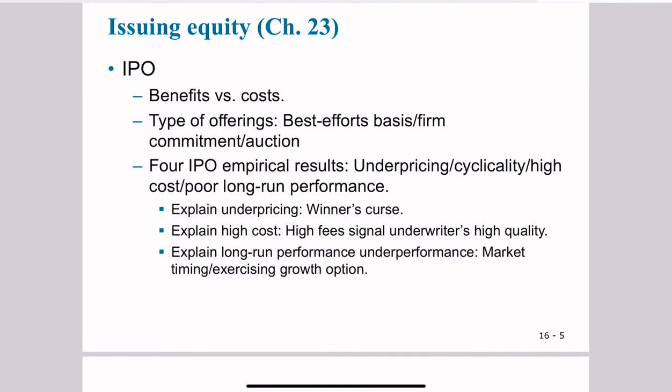That is, if you issue $1,000 million, then you have to pay $70 million as your cost for filing for the IPO. And then there is the fourth result, which is poor long-term performance. That is, if you buy this IPO and hold it for the long term, let's say 3 or 5 years, then in the long run you will see this IPO stock actually underperforms the market.